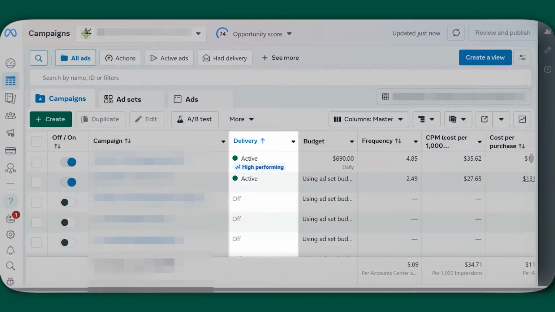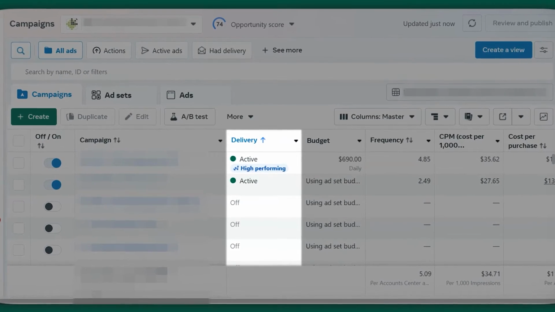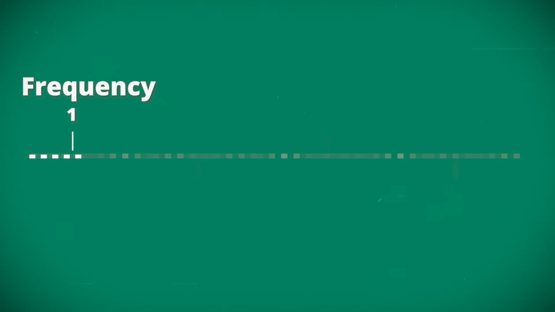First, I have delivery that lets you see if the campaign, ad set, or ad is live. It also flags delivery issues. Budget is optional. I like it to understand how much money I'm expected to spend. Budgets change a lot when you're scaling, especially around stock issues or sales. Frequency is the first of the most important 4 metrics for scale.